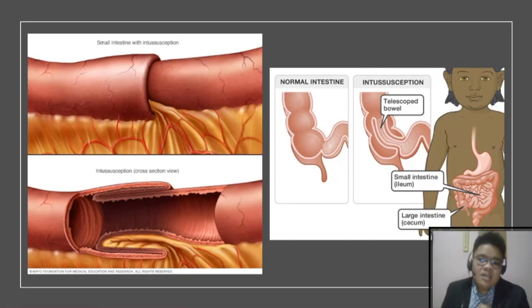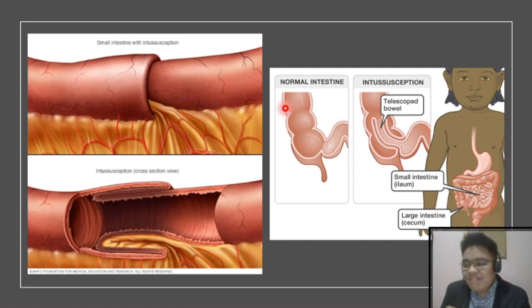This one shows what happens in intussusception. Intussusception is defined as the telescoping of a part of the intestine. What do we mean by telescoping? If this is the small intestine, this is your ileocecal valve, and this is already part of your ascending colon, you can notice that a part of the small intestine was inserted into the large intestine. You refer to that as telescoping or intussusception.